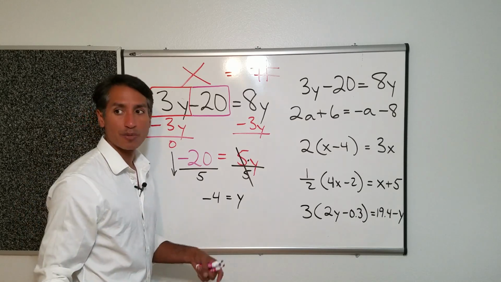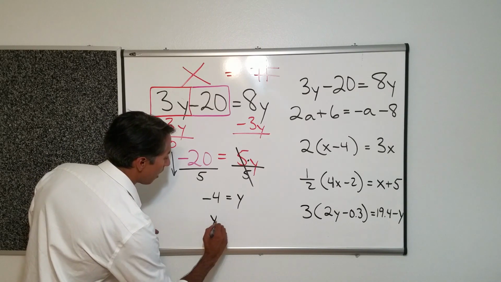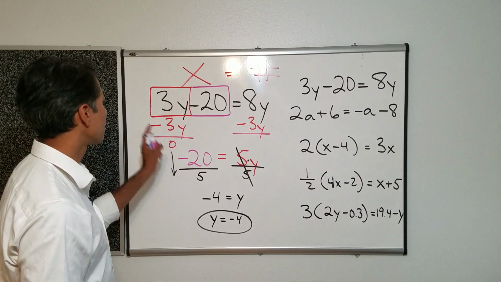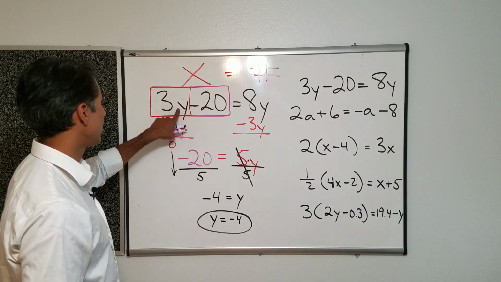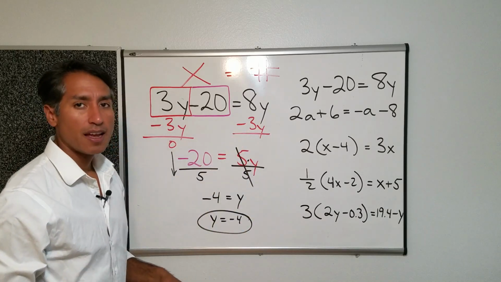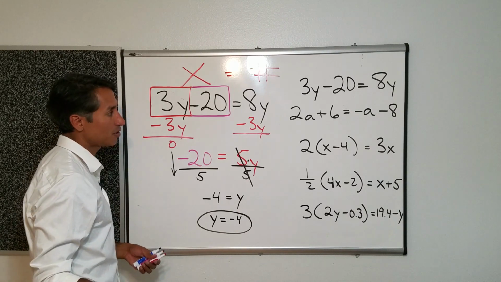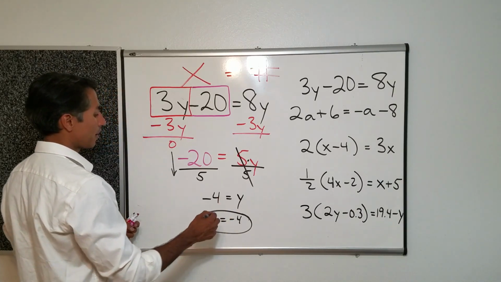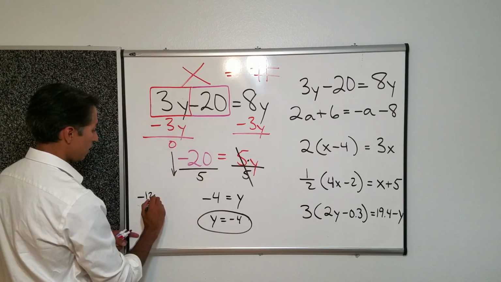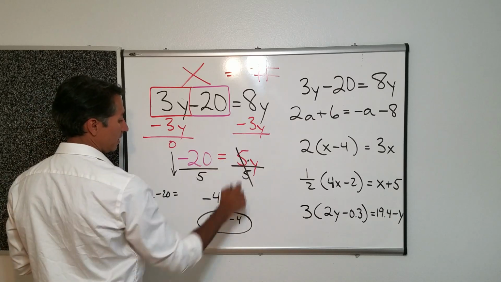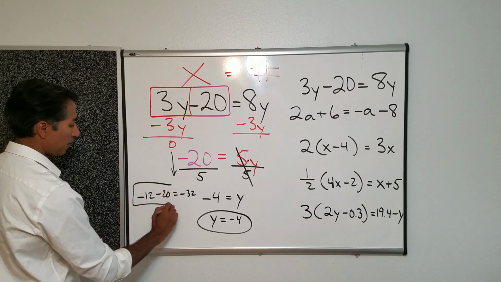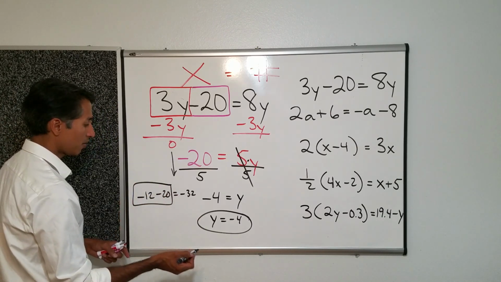Now, you probably should rewrite it, meaning turning this thing around. y equals negative 4. I think it's a cleaner way to write your answer. It shows that you understand what's going on. And you can plug that in right here for y to check your work and plug it in over here. I'm gonna do that quickly. It's not the focus of the topic, but we'll check it along the way. Negative 4 times 3, let's do it over here. Negative 12 minus 20 equals 8 times negative 4 is negative 32, okay? Does negative 12 minus 20 work?